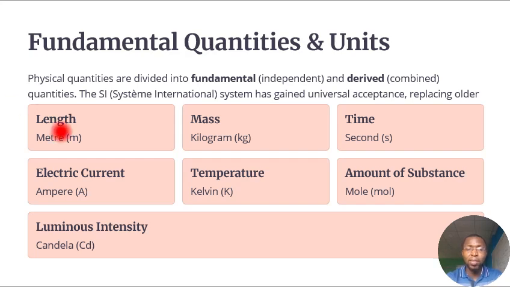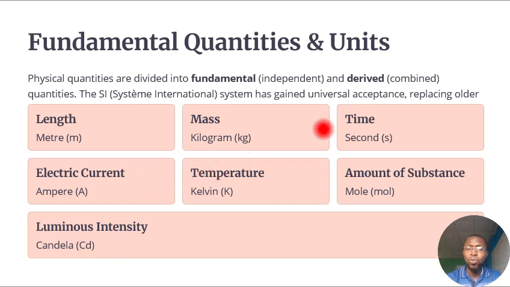So we have the length, whose unit is meter. We use small letter m to represent the unit. We have the mass as well. The unit is kilogram, and the symbol we use is kg. We have the time, whose unit is second. We have the electric current, whose unit is ampere. We have the temperature, whose unit is Kelvin. We have the amount of substance, whose unit is mole. And we have the luminous intensity, whose unit is candela, and the symbol is cd. So each of these units has its symbol.